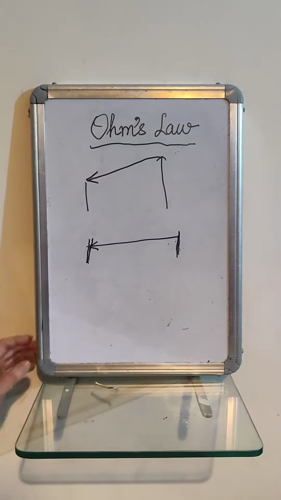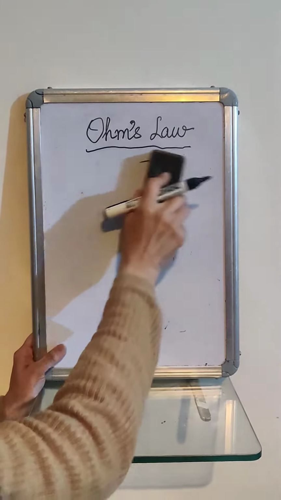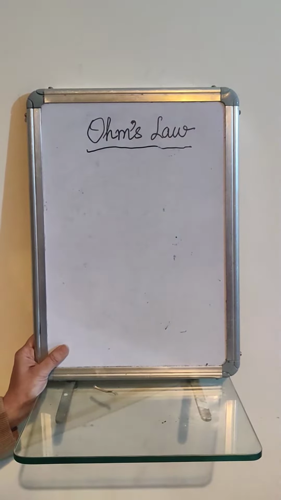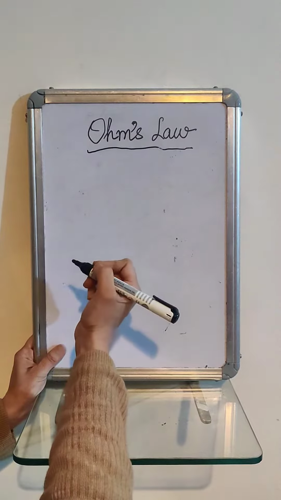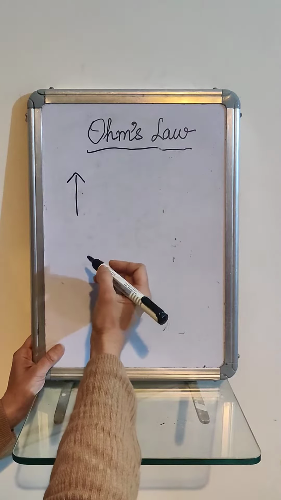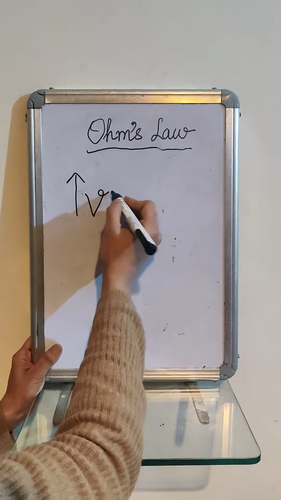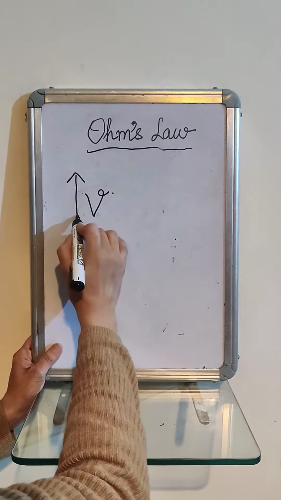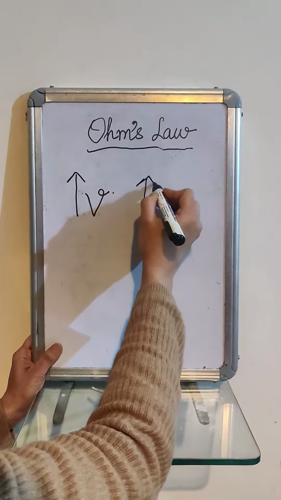Now coming to the main point. What is Ohm's law? Ohm's law says that the higher the potential difference, the SI unit for potential difference is volts. So the higher the potential difference, the more will be the flow of current.